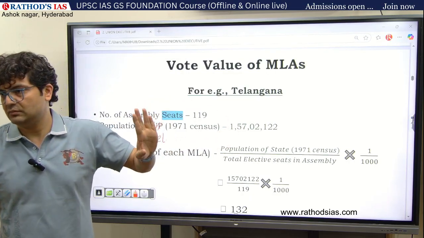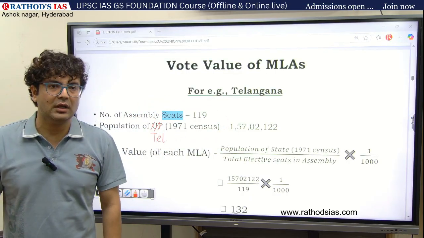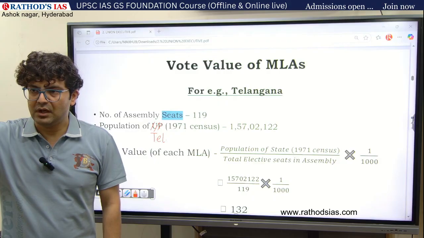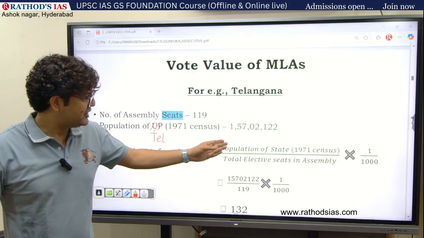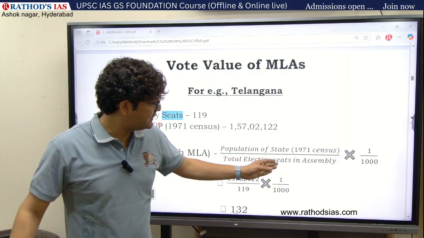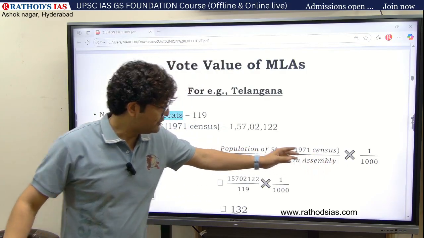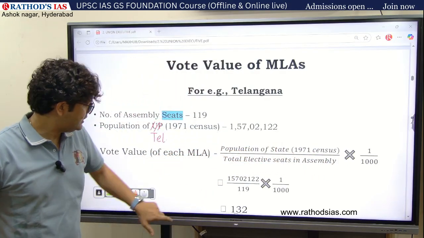1.57 crores. Okay. What's the formula? Population upon number of seats into 1 by 1000. You calculate it. Answer is 132.